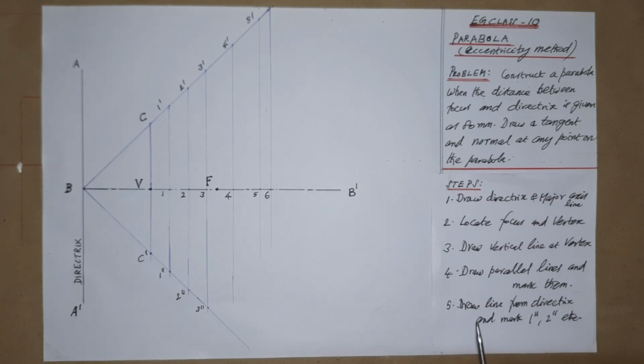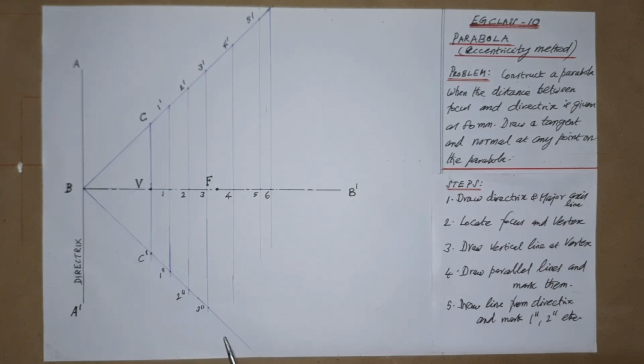Then as per step 5, draw lines from the directrix and mark them as 1 double dash, 2 double dash, etc. That is, extend the line CV vertically below the main axis line BB dash, so that CV is equal to VC dash. The same height may be taken here. By joining the point B to C dash and extending it, this will give the joining points as 1 double dash, 2 double dash, 3 double dash.